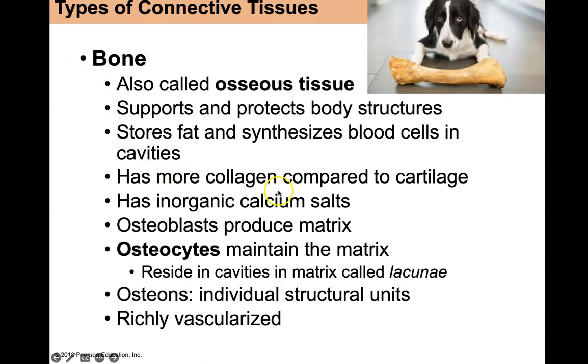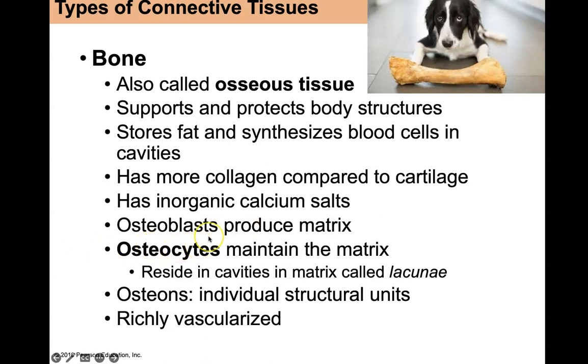It has more collagen compared to cartilage, which is going to make it a tougher structure with more tensile strength. And then it has these inorganic calcium salts, so it ends up being a calcium store, a calcium sink for us. As we'll talk about, that is very important because when we get to muscle contraction, blood calcium levels are very important for muscle contraction. So it's important that bone is this calcium sink for us as well.